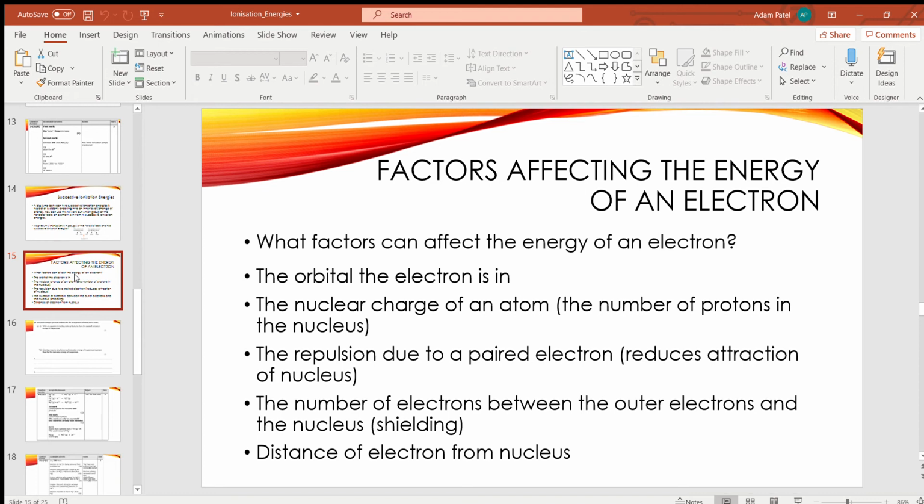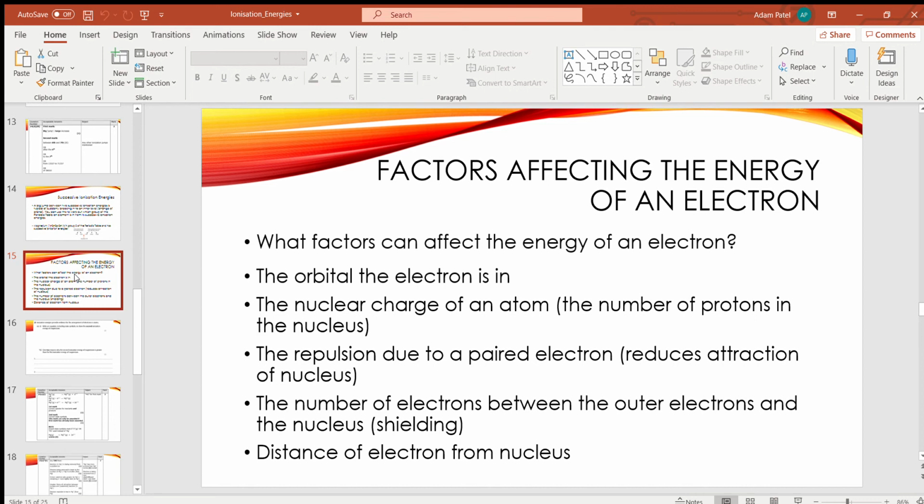The number of electrons between the outer shell and the nucleus, so shielding, so the number of shells. If it's in 3s, for example, there could be quite a bit of shielding. If you're in 2s1, there's a lot less shielding because it's a lot closer to the nucleus. That goes into the next point, the distance of the electron from the nucleus. That ties in really well with shielding. The more shielding there is, the greater the distance between the electron and the nucleus.